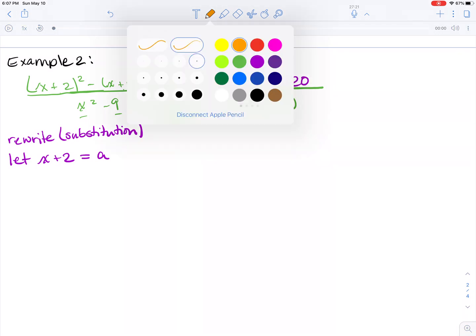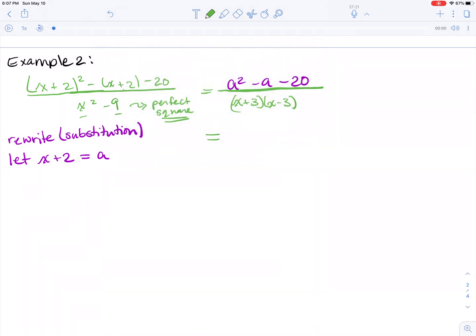Now if I go ahead and factor, because now I have a quadratic that is much simpler for me to factor. a squared minus a minus 20, well I know that what multiplied by what equals negative 20, and equals negative 1 when they're added together. Well, I have a minus 5, a plus 4. And then I have x plus 3, x minus 3 on the bottom.